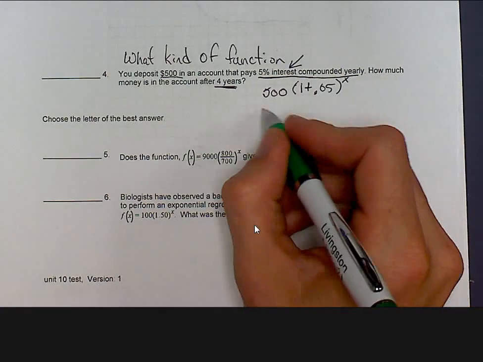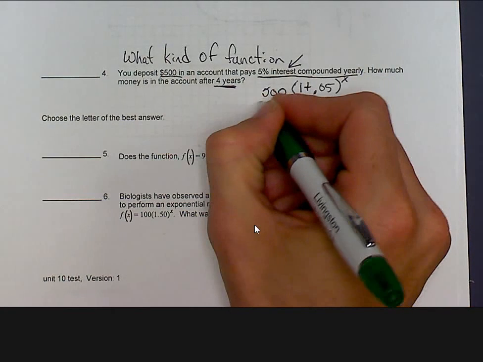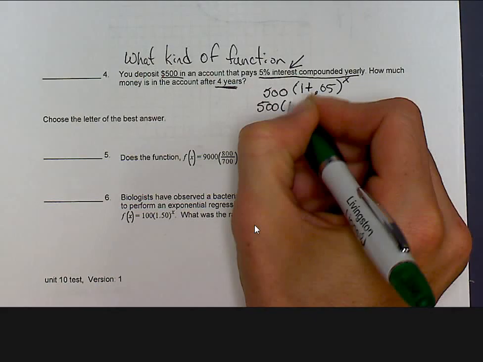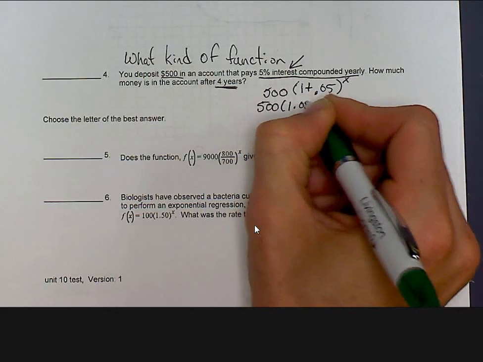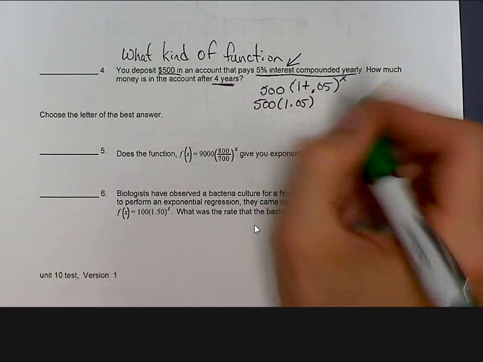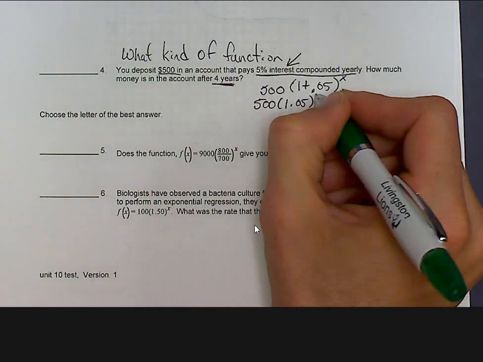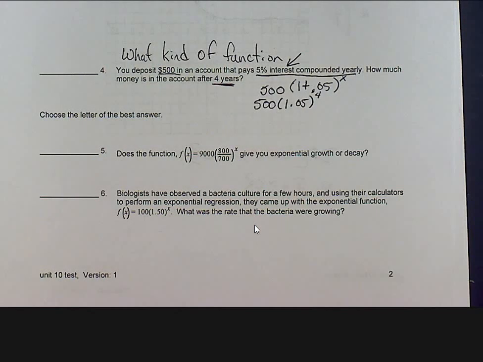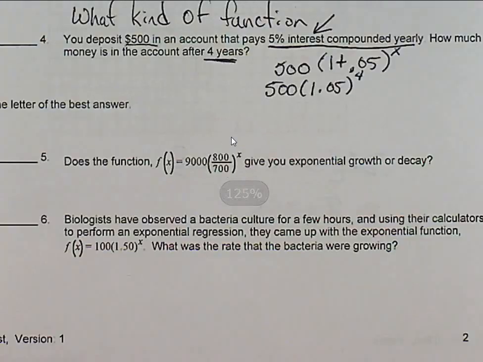So this reduces to 500 times 1.05, because I can put those together, raised to how many years? 4. And what kind of function is that? Exponential. It's another exponential.